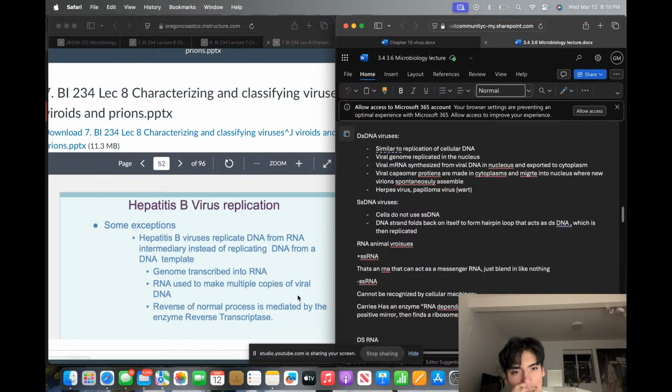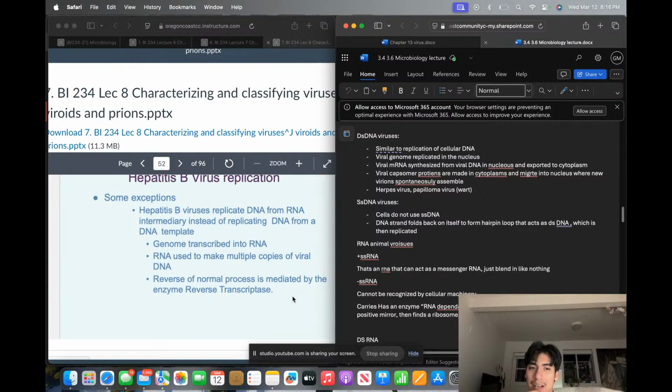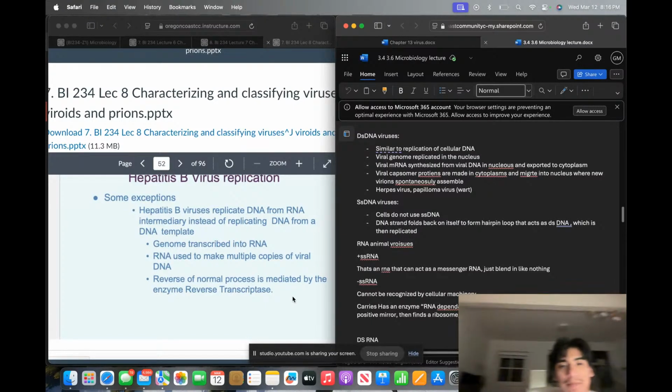Hepatitis viruses replicate DNA from an RNA intermediary instead of replicating DNA from a DNA template. So the genome is transcribed into RNA used to make multiple viral DNA. In this case, RNA is used to make DNA, which is not what normally happens, and this is only possible because of an enzyme called reverse transcriptase, which the virus carries. So that's actually important. Just know that reverse transcriptase is used by some viruses to turn RNA into DNA and infiltrate that way. Pretty interesting.